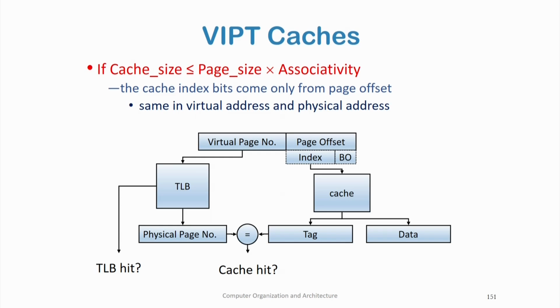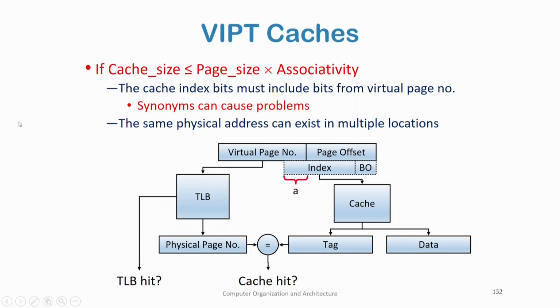When the situation changes, when we want to increase the size of the cache, then I need to use a part of the virtual page number, these many bits, let us say these are 3 bits. So, in addition to the 12 bits that I was using, let us say I use 3 more bits from the virtual page number to index the cache. Why? Because my cache was of size.